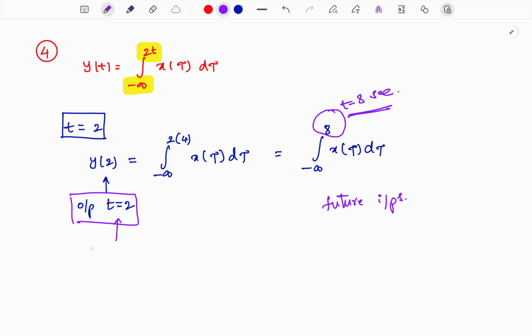So overall, the present output depends on the future input. So the overall system is a non-causal system.